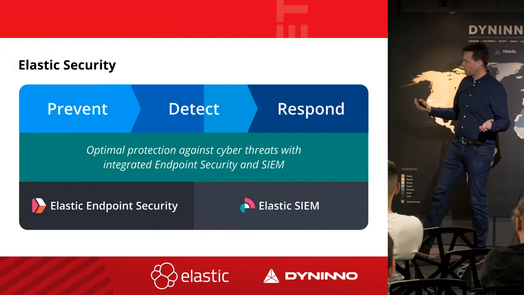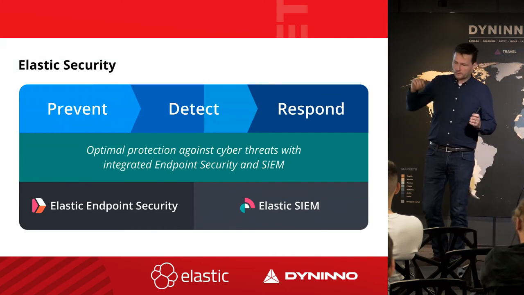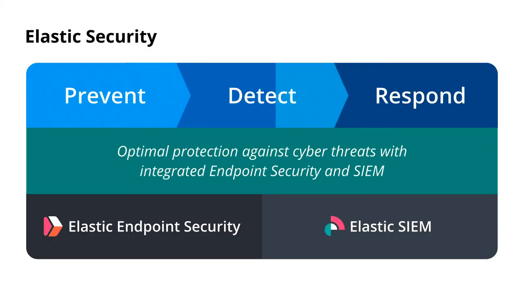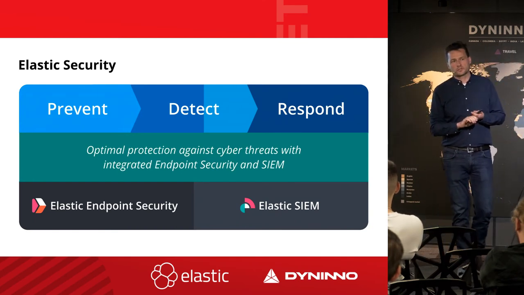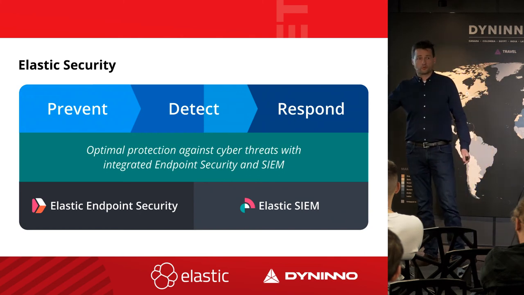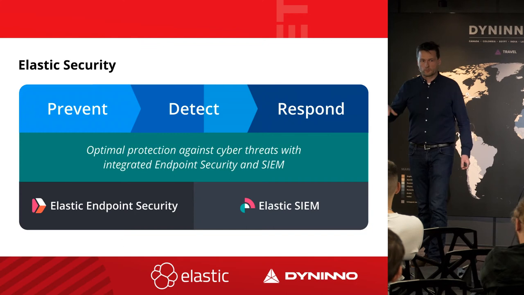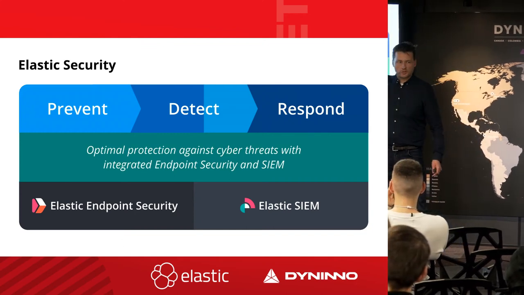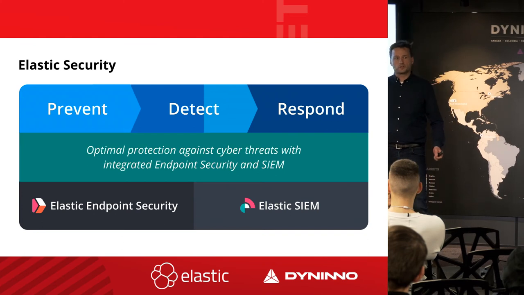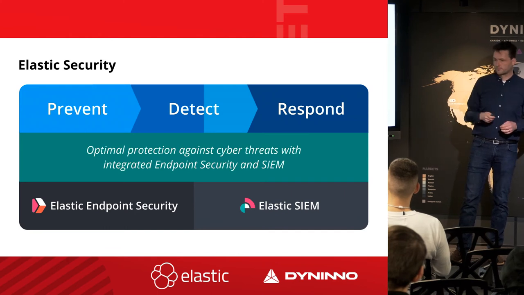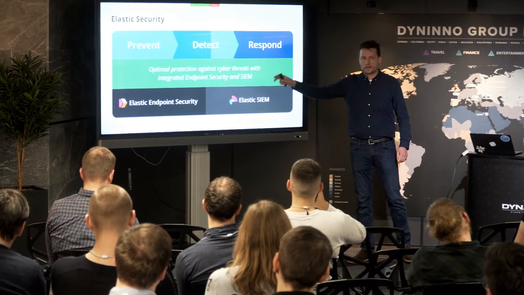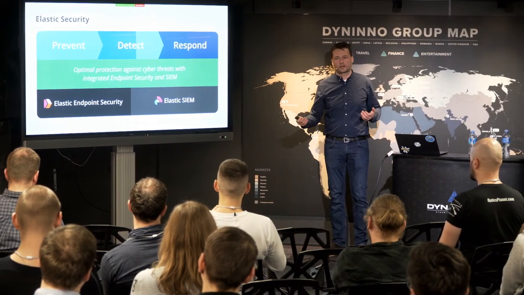Prevent, detect, and respond. We have the offering of Elastic Endpoint Security, sitting on endpoints, doing active protection. They can also collect data and stream that into Elasticsearch, and they will do it in the ECS format that we talked about earlier. So you can ingest data using traditional Beats, or you can use the endpoint to get your security information into the system. Then you can analyze it in SIEM, or we also have an endpoint platform where you can analyze it.